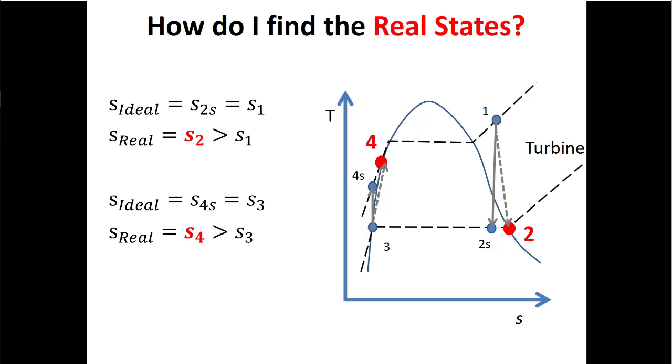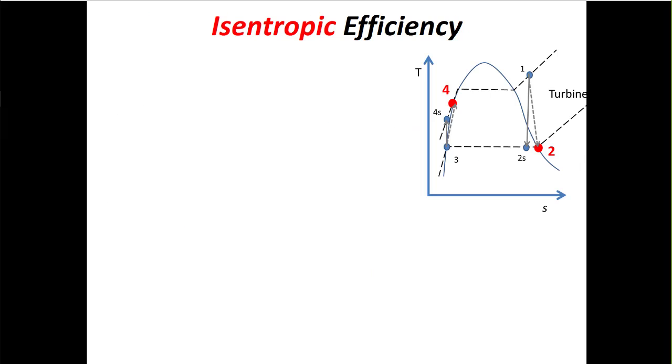So then we have this real device, and we can compare the real device to the ideal device, right? We know that the real device is never going to perform as well as the ideal device does, right? Otherwise, the ideal device wouldn't be ideal if the real device was better, right? So what we're going to do here is we're going to define this efficiency to compare the real and the ideal devices or components, right? And we're going to call that an isentropic efficiency.